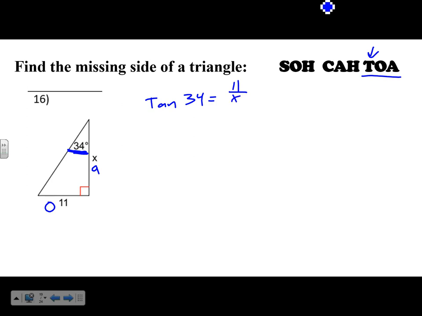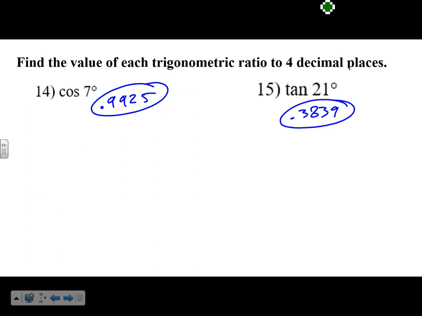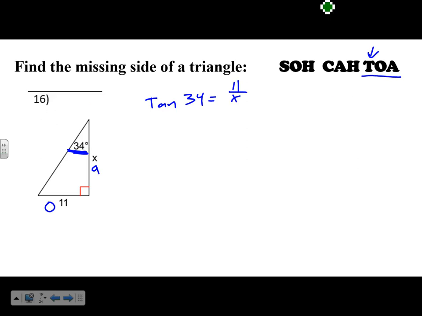Now we're going to solve for x. Remember before, when we found the tangent of 21, we typed it in our calculator. So technically right away, and don't do this, we could say the tangent of 34 is 0.674585. You could put that in there and do it that way if you wanted to. But I'm going to wait till the very end to make sure it's more accurate, and that's what I want you guys to do as well.